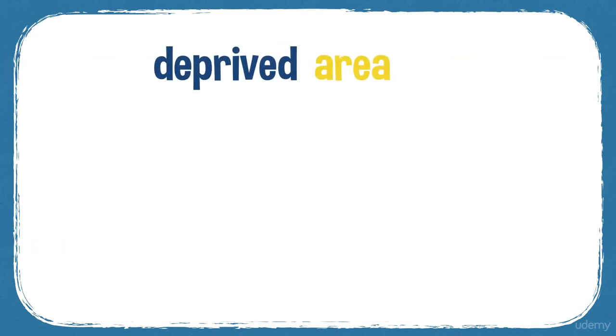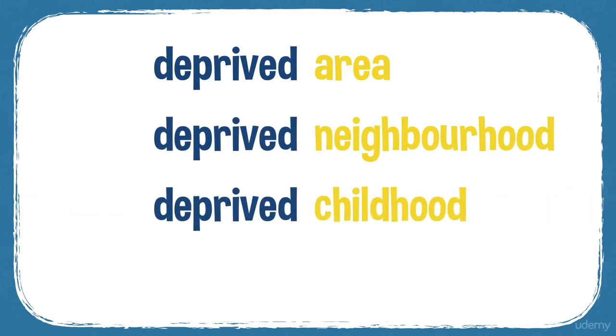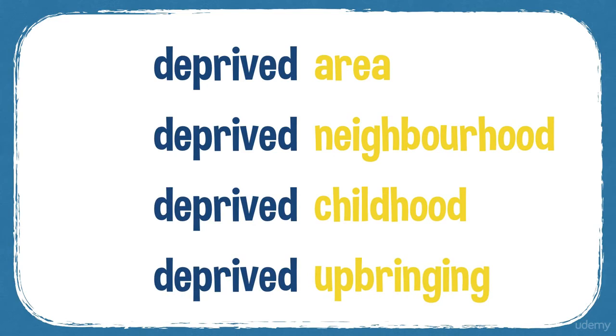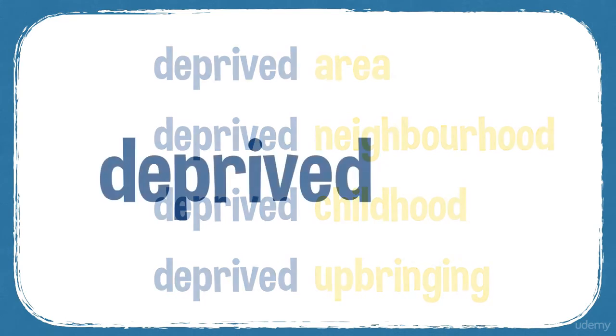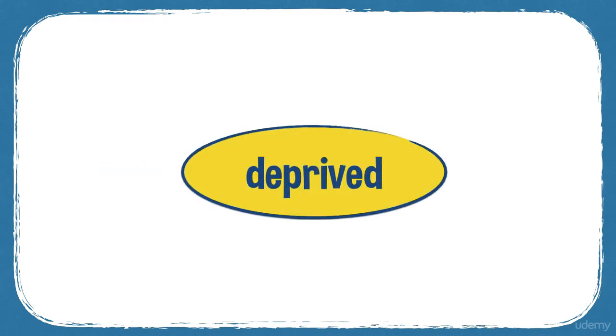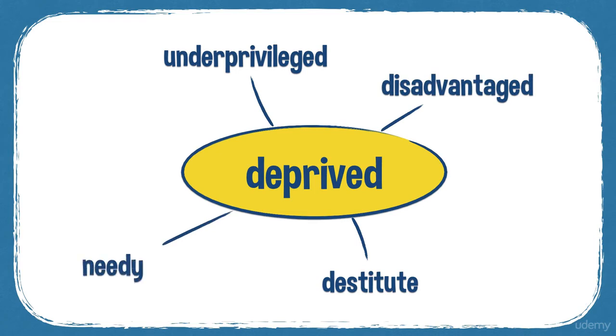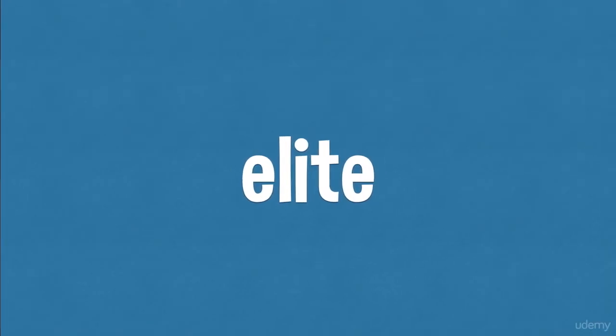Some common collocations: deprived area, deprived neighbourhood, deprived childhood, deprived upbringing. So deprived. Deprivation is the noun that comes from deprive. Underprivileged is a common synonym: destitute, disadvantaged, and needy.